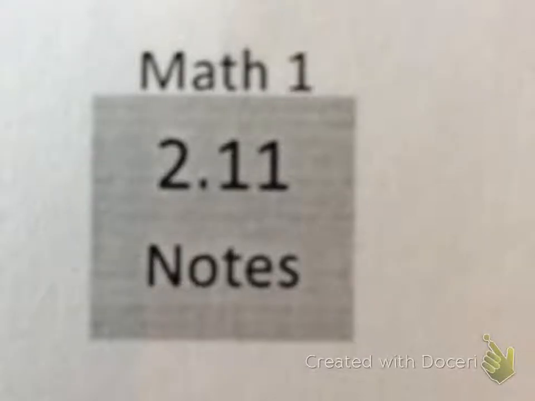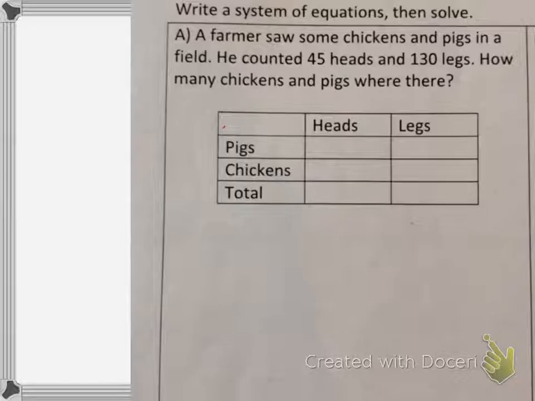All right, this is Note-Taking Guide 2.11. This is the last section of this chapter. We're going to do the same thing we've been doing before, but we're honestly just going to have to decipher some word problems in order to find our equations. So let's first look at our word problem that talks about farmers with chickens and pigs.